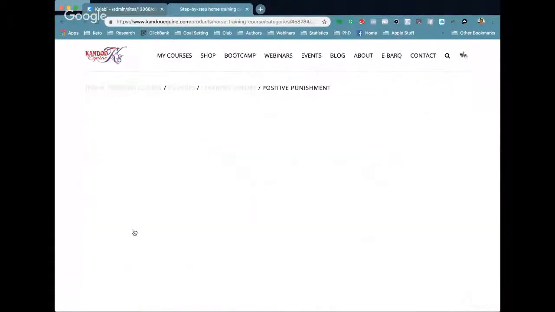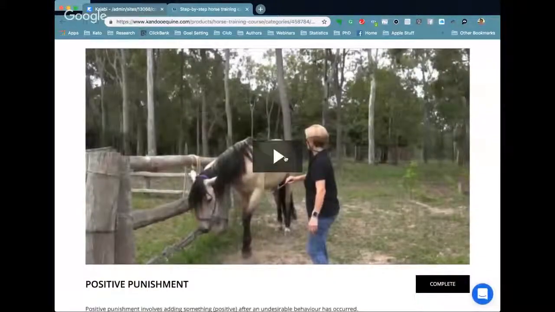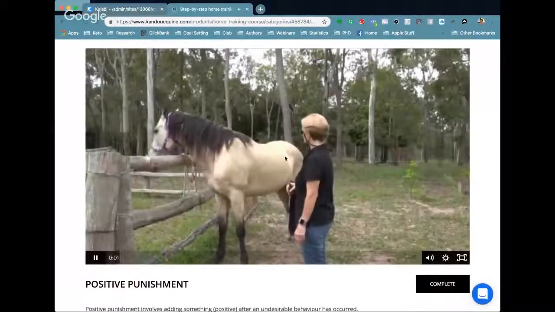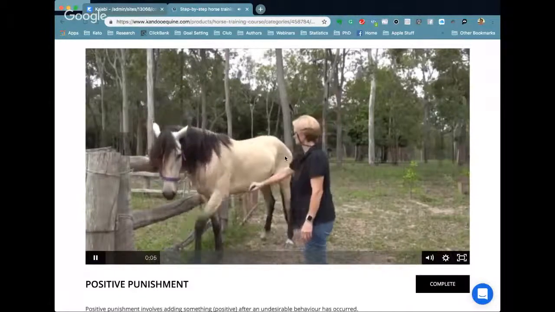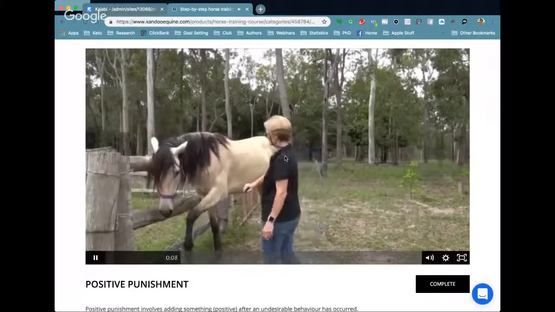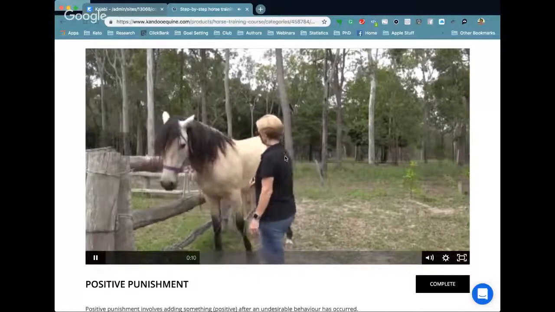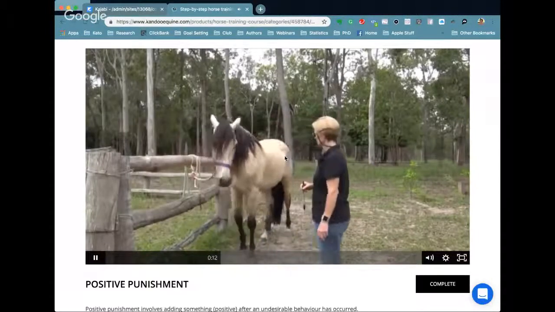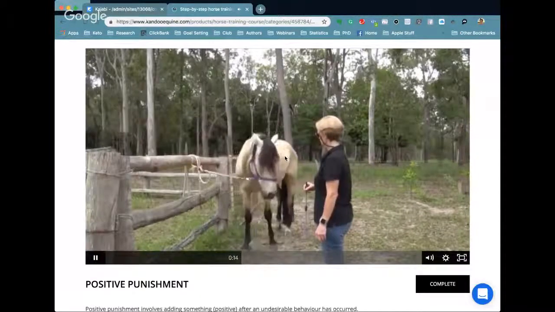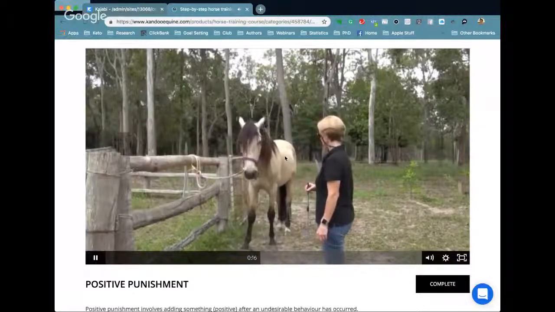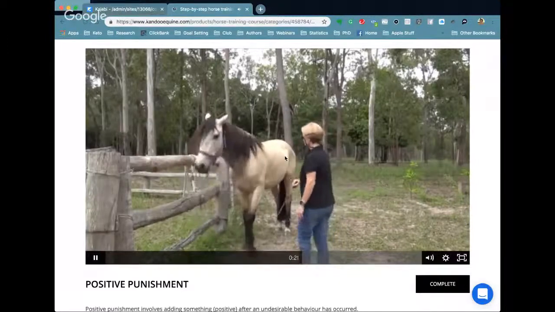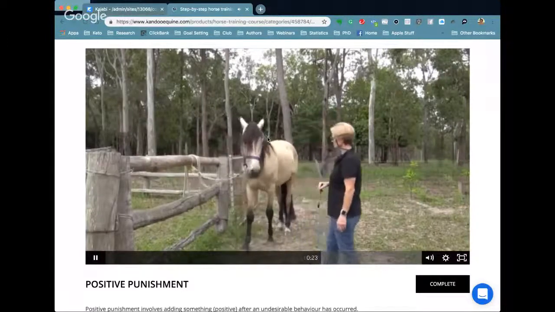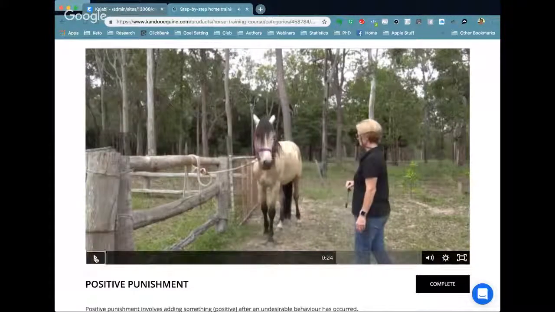So positive punishment is our last one. And here, I want to stop the horse from pawing like that. And so the pawing behavior happens, and then I tap to stop it. So I want that behavior to be less likely to occur in the future. And look at that, he's stopped doing it. No, he hasn't. See, punishment doesn't work.